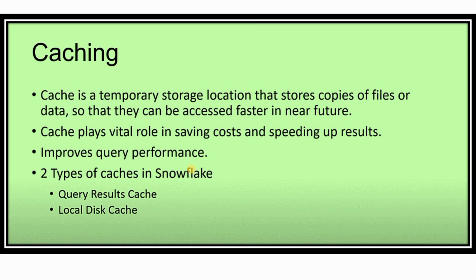Okay, and we have just two types of cache in our Snowflake. First one is the results cache, the query results cache, and the second one is the local disk cache. Local disk cache is available to our VM, that is, the virtual warehouse space. Okay, and the results cache is stored in the cloud layer. Okay, we will discuss by diagram. Okay, so this is all about the caching, and we have two types of cache: results cache and the local cache. Okay, so let's move ahead.